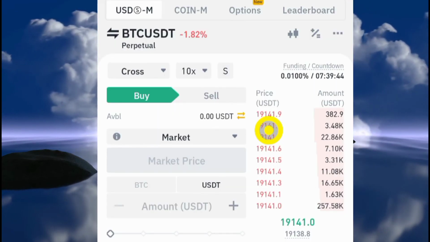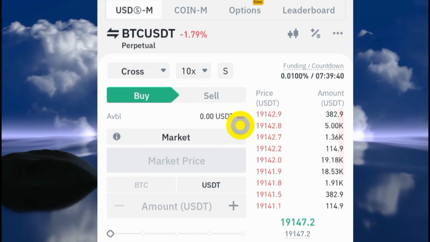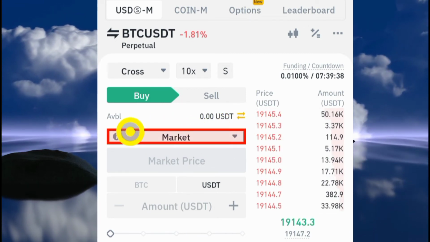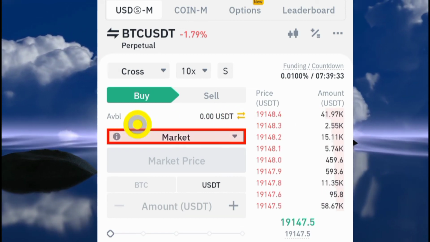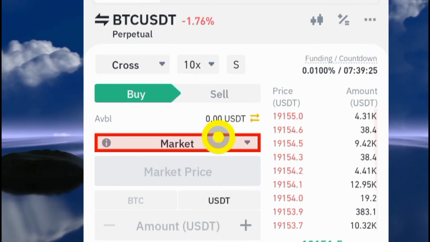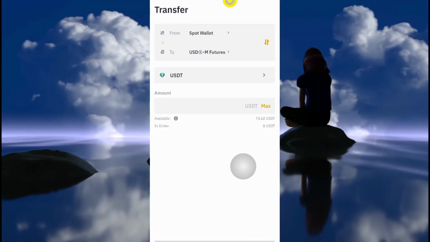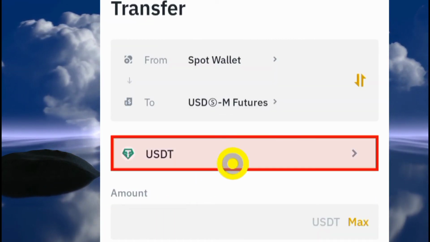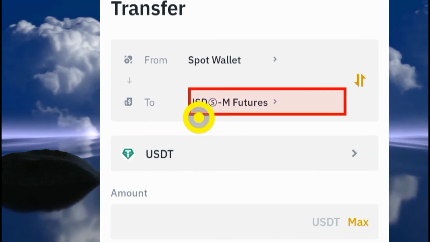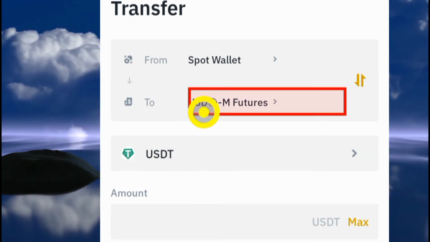Okay, so the next thing here is to know how you can transfer money to this place so you can trade the Binance futures. To do this, all you need to do is to come here where it says 0.00 USDT. You're going to click on that. So that's going to bring you here. The next thing you would have to do would be to select the asset you want to transfer to your USDM futures wallet.